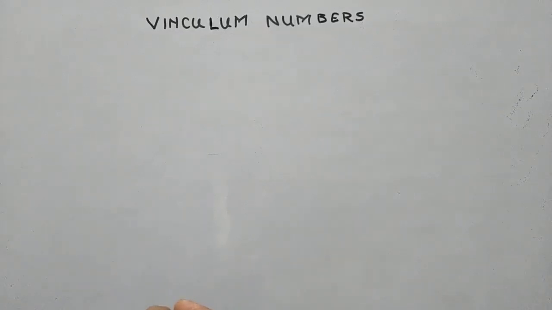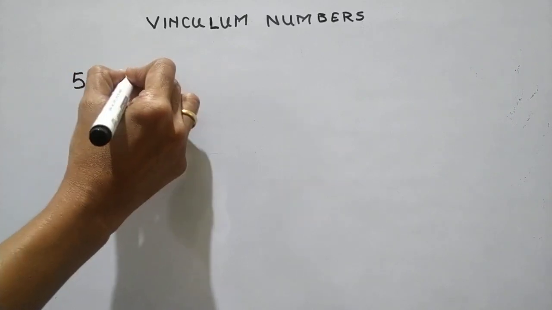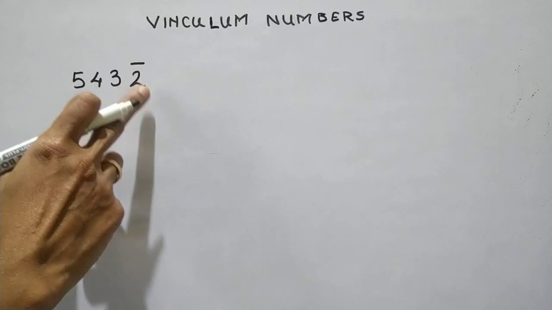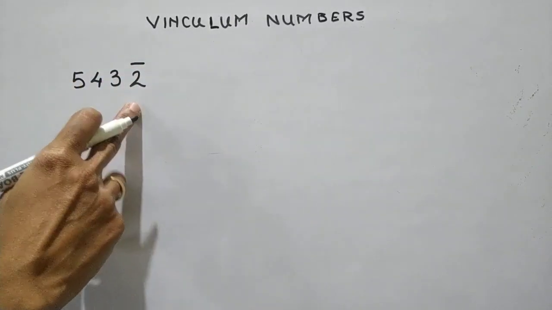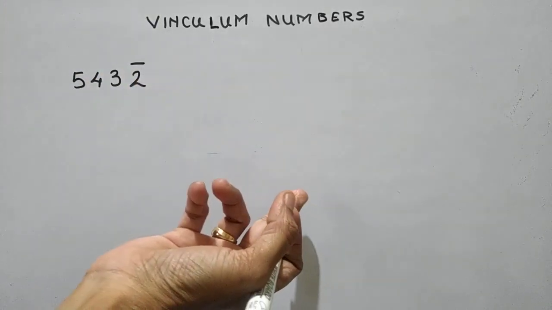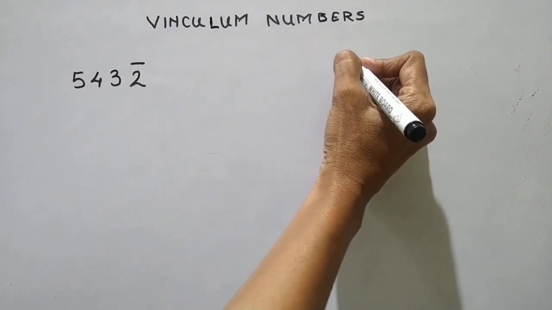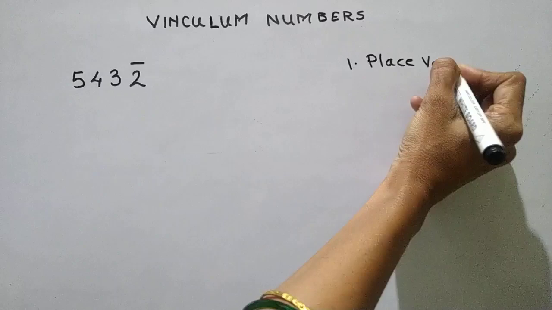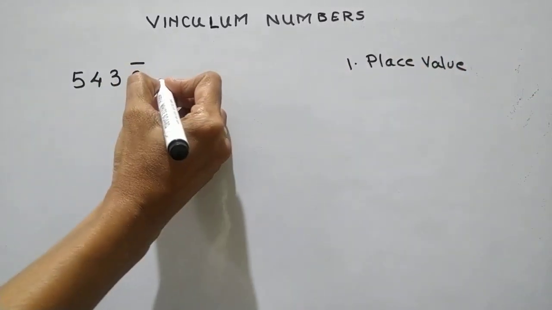Now, let's see how to convert the vinculum numbers to normal number. Let's take an example of 5432 bar. Now, this is a vinculum number because one of the digits in this number is having a bar over it. Now I want to convert this to a normal number. There are two methods while converting vinculum numbers to normal number. First method is taking the place value of that number.